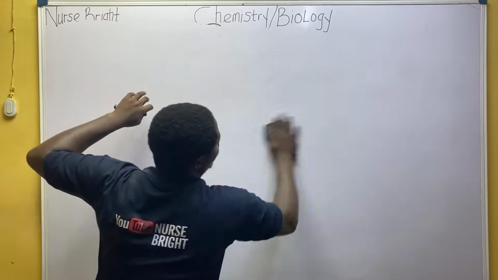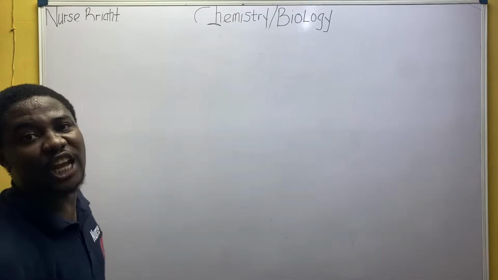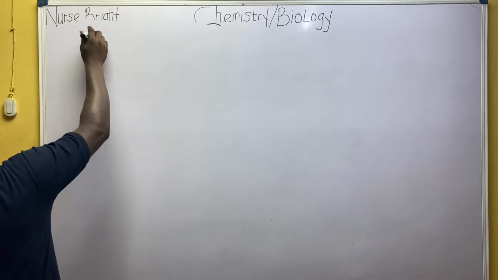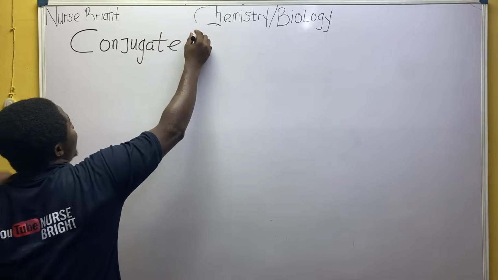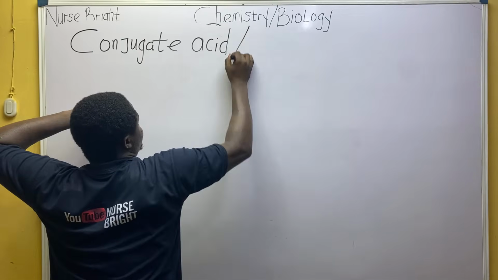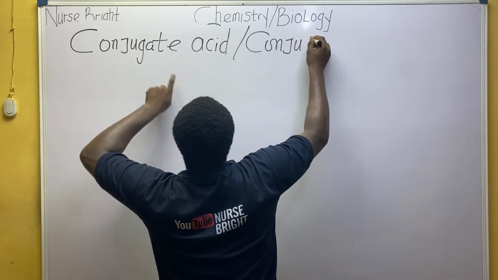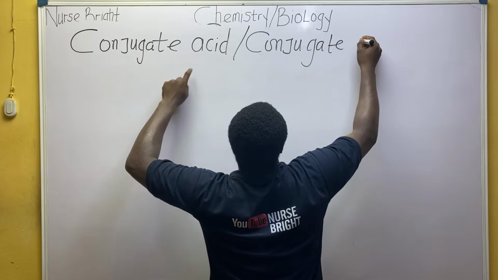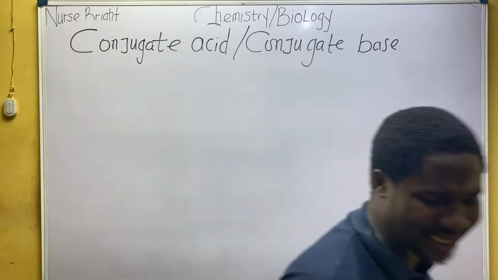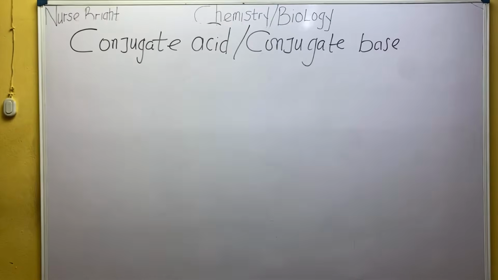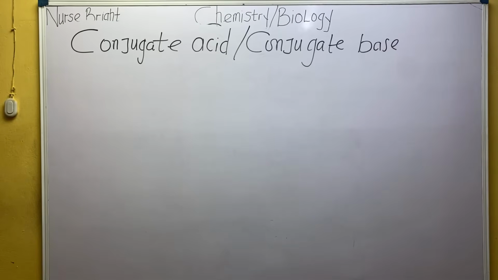Conjugate acids and conjugate bases. First thing first, you have to know what they are before you can answer questions on them. So let's write them as a subheading: conjugate acids, stroke, conjugate bases. Who are these guys? Everybody listen to me. Pay attention, let us start with the explanation.